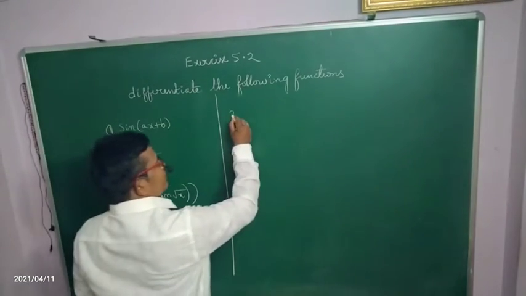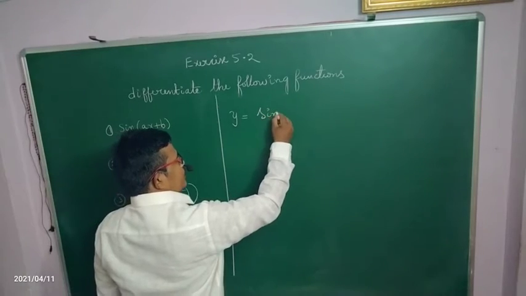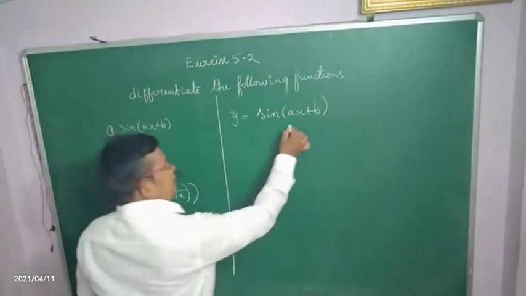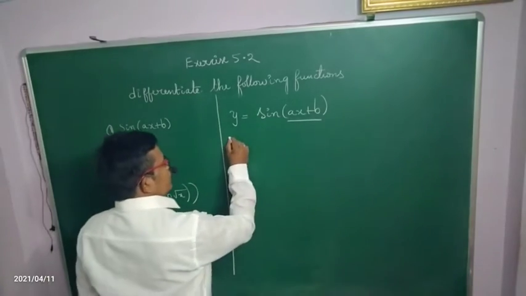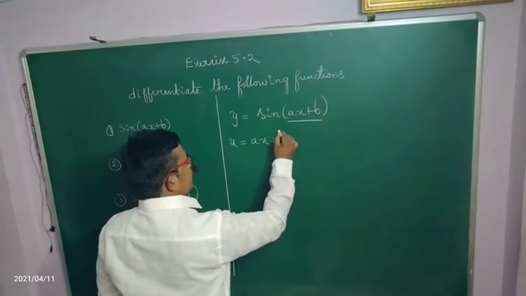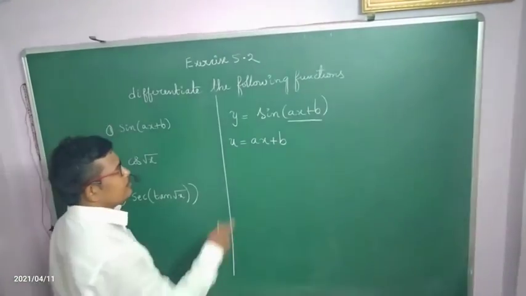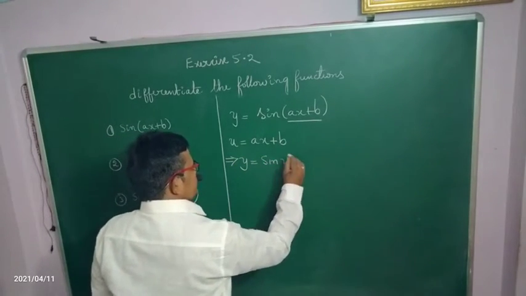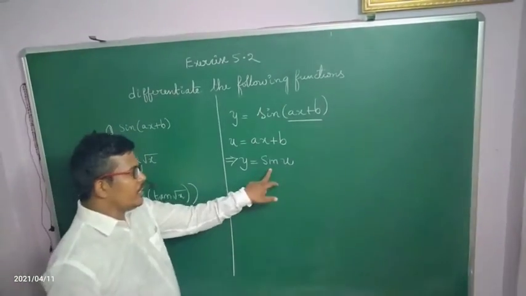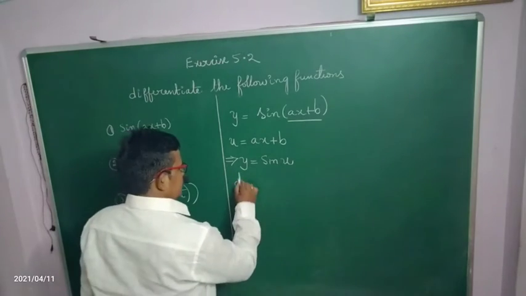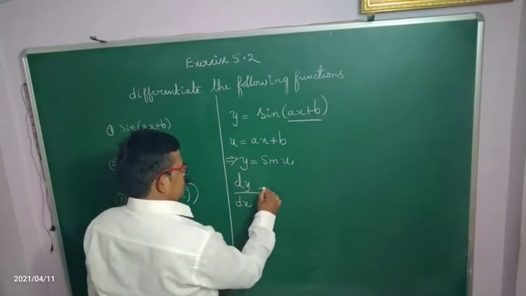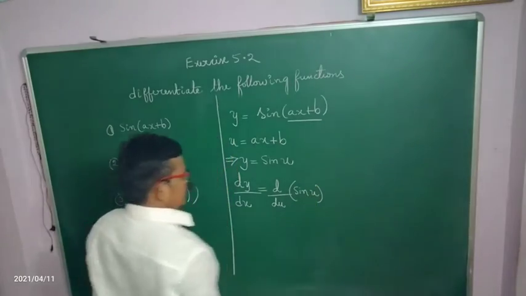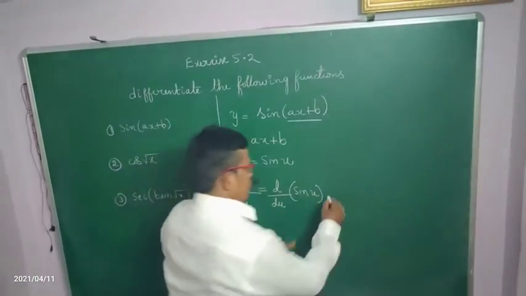Now the first one is y equal to sin(ax plus b). Keep this inner function as u, so u equal to ax plus b. Now y becomes sin u. So this is a function in u. Differentiate with u: dy by du equal to d by du of sin u, which is cos u.